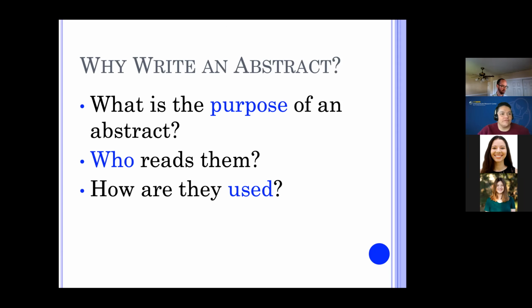Explain your work to someone else who may be unfamiliar. Okay, I like that. Jenna, yeah, perfect, thank you. Other thoughts? A brief summary about what your research is about, but what's the purpose of it? Yeah, it's a summary and you're explaining your work, but think about this: who reads them and how are they used? Why do we have an abstract here?